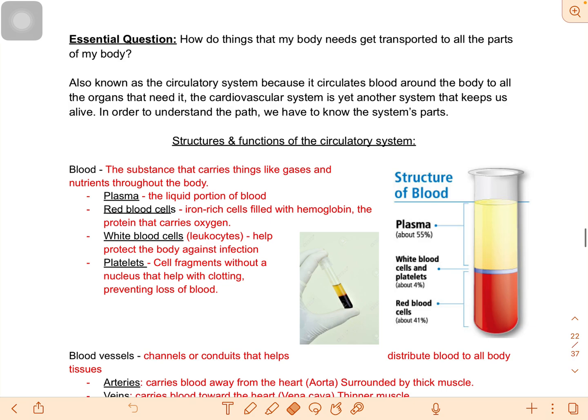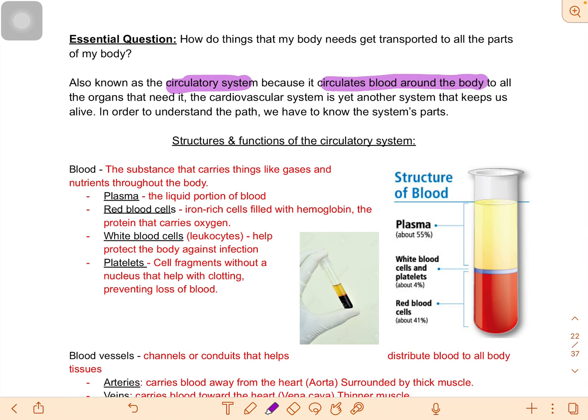So here, we're talking about the essential question: how do the things in my body get transported to where they need to go, right? It's known as a circulatory system because it circulates blood around the body to all the organs that need it. It's also known as the cardiovascular system. It helps keep us alive, all right? It's a really important system, probably the most important system that we need to know and understand because it's in charge of a lot of the functions in our body.